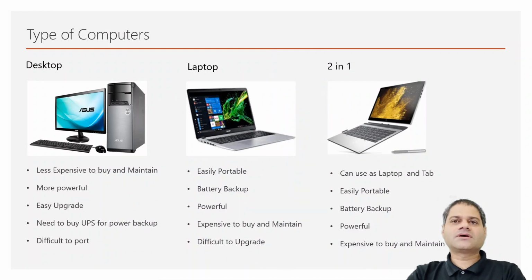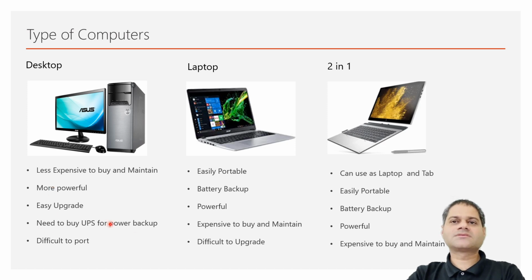Let us first talk about different types of computers. We can broadly divide computers into three categories: desktop, laptop, and two-in-one. As you all know, desktop is bulky. It needs more space, difficult to move, but it is cheaper and powerful compared to laptop. Disadvantage is it does not have internal battery. So we need to buy external UPS to manage power outages.